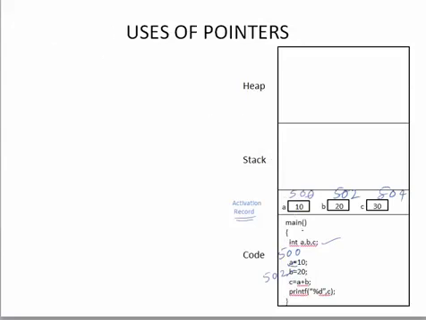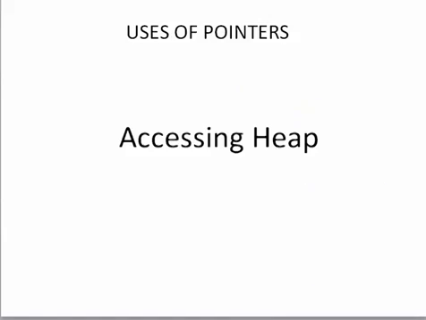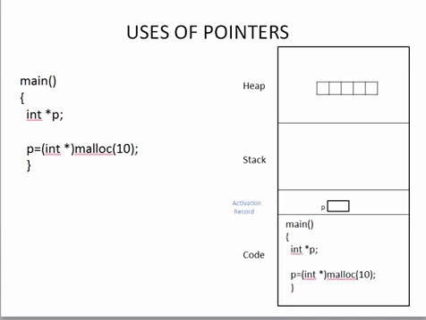Suppose the program wants to access the memory present in heap, then it cannot access this heap memory directly. Let us see what it has to do for accessing heap. Now here, the first usage of pointer is accessing heap. Here I have taken an example where I have a pointer, and using the malloc function I am allocating 10 bytes of memory in heap. So this is the function for allocating memory from heap.